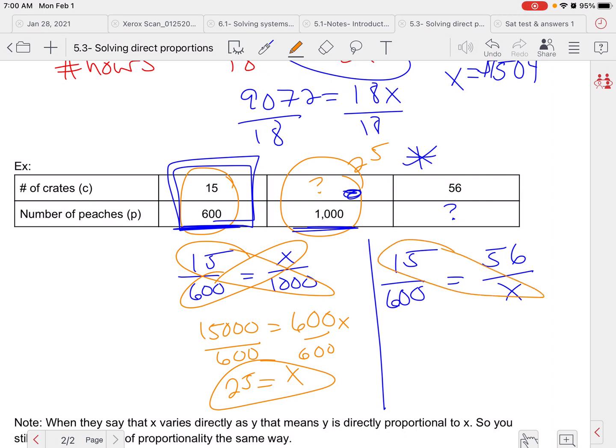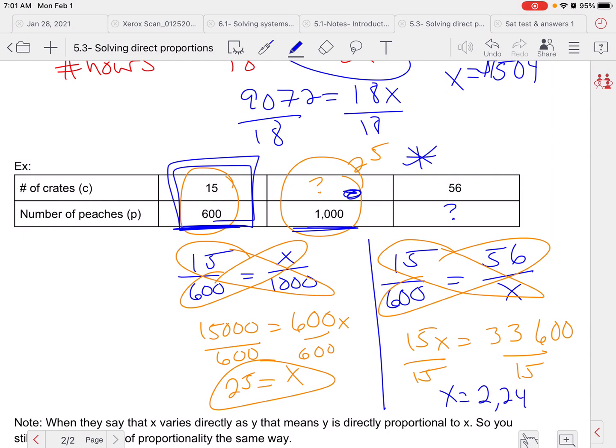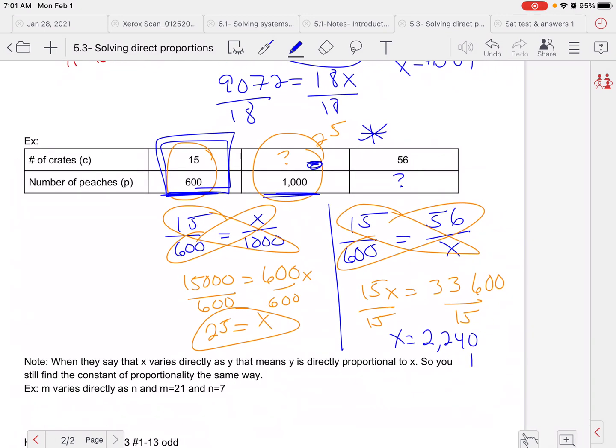And then we'll do 15 times x, which is 15x, equals 600 times 56, which will be 33,600. And then I would go ahead and divide by 15, which would be 2,240. So I get x equals 2,240 peaches. Okay?